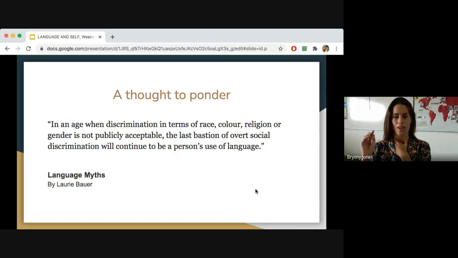Even if you say you're not discriminating, I'm not racist, oftentimes people will still judge you based on the language that you use. So that's what this author is saying. Look, we're not supposed to be discriminating against anybody based on their color, their religion. But we still do it with language, and it's almost still the only way that we can still discriminate in a more acceptable way.